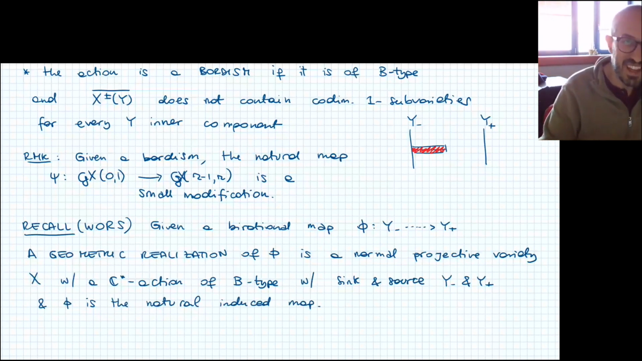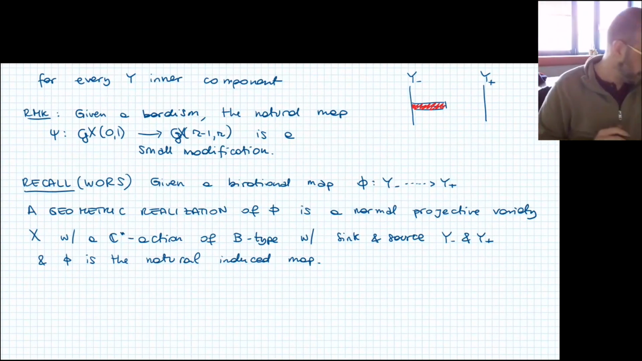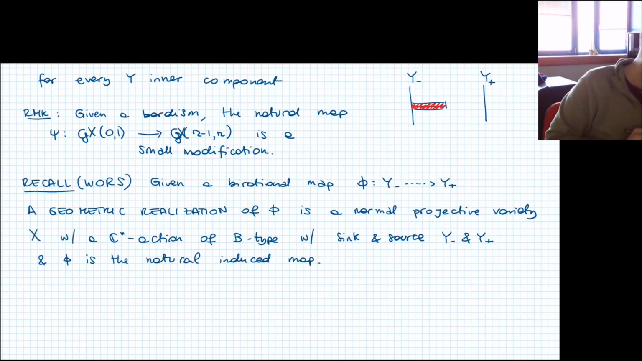Okay, finally, I always go back because I am really ignorant about C star actions, so I always have to repeat all the construction to understand what goes on. But let's finally give the correspondence.